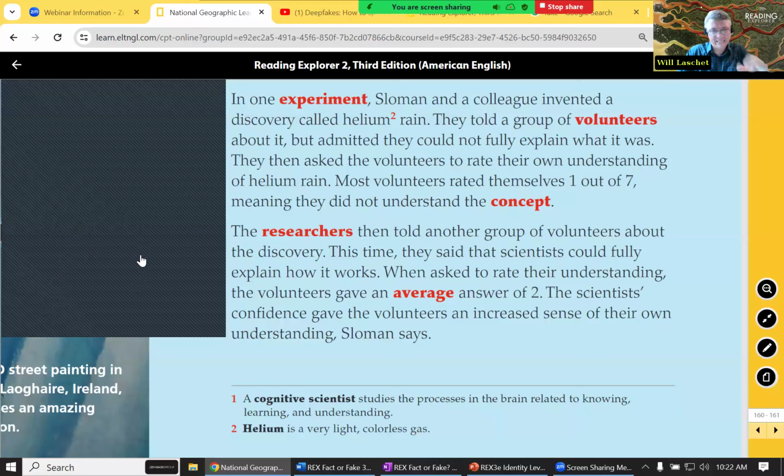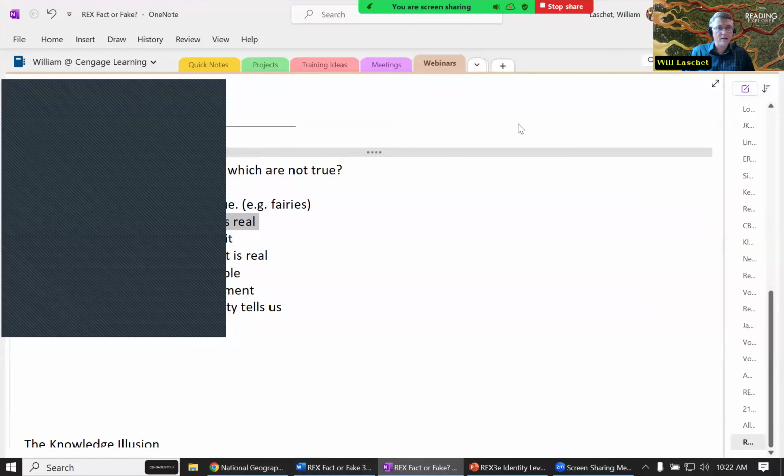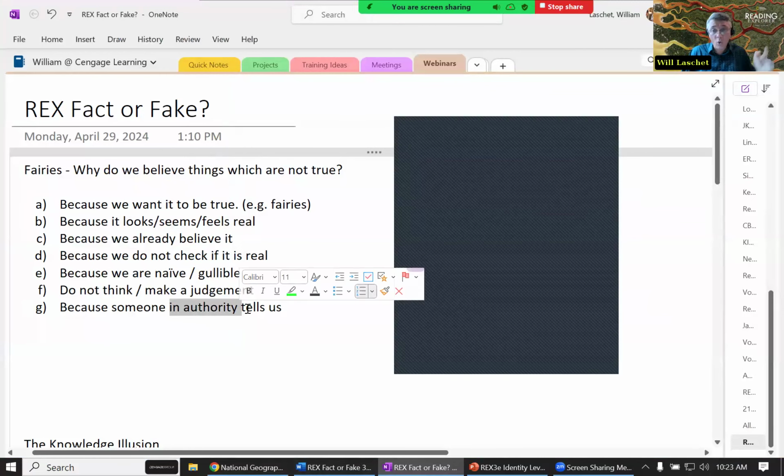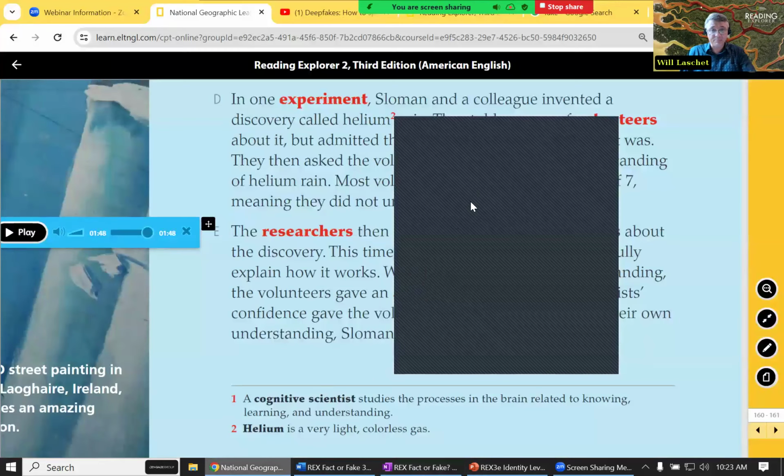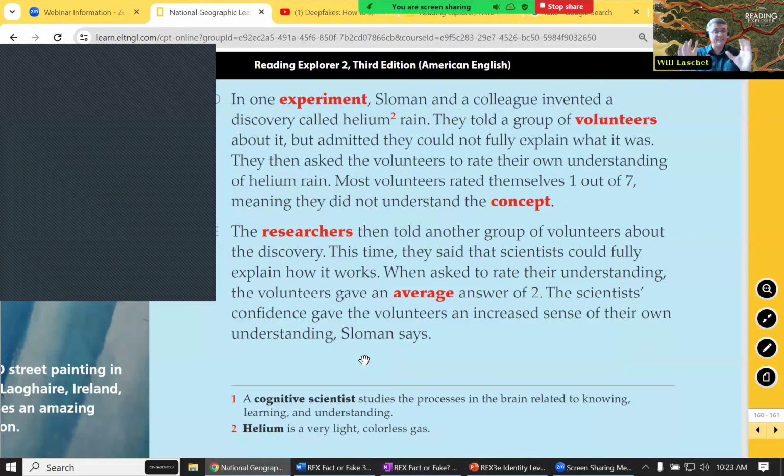So why did they say they understood it better? Why did they say, yes, I understand this better? What was it that gave them more confidence? It was the scientist, or what we said earlier, let's just go back here for a minute. Someone in authority told them that they could explain it. So that made them think, okay, it's more real. Okay, we understand it better. I think that's very, very interesting, isn't it? And this helps to explain why we believe what people tell us. People in authority tell us, we believe them.